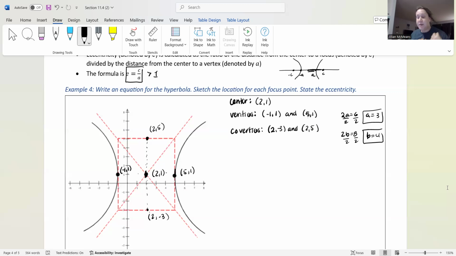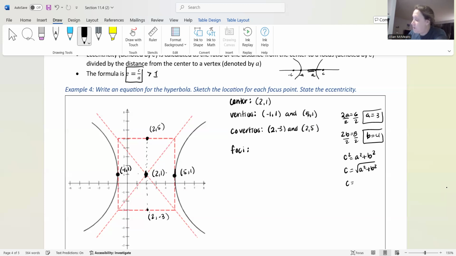Now, let's go ahead and talk about the foci. So we know for the foci, we need C. And we don't have C, but we have enough information to get C. We need to remember that C squared equals A squared plus B squared. This is the Pythagorean relationship with a hyperbola. And so C is really just the square root of A squared plus B squared.